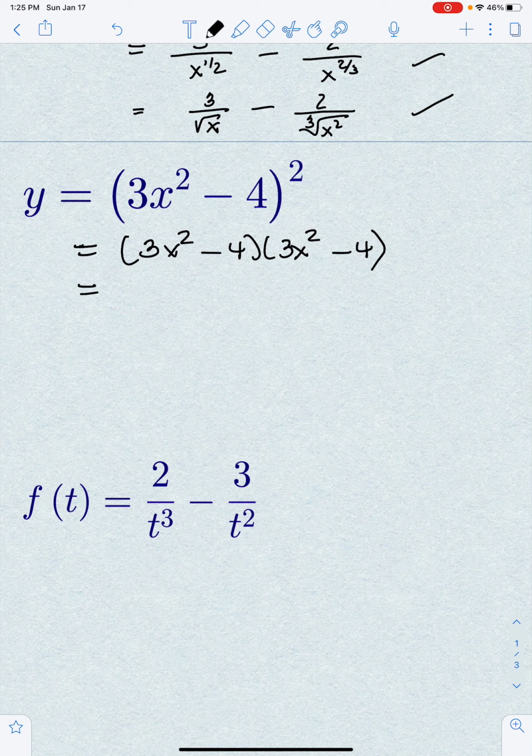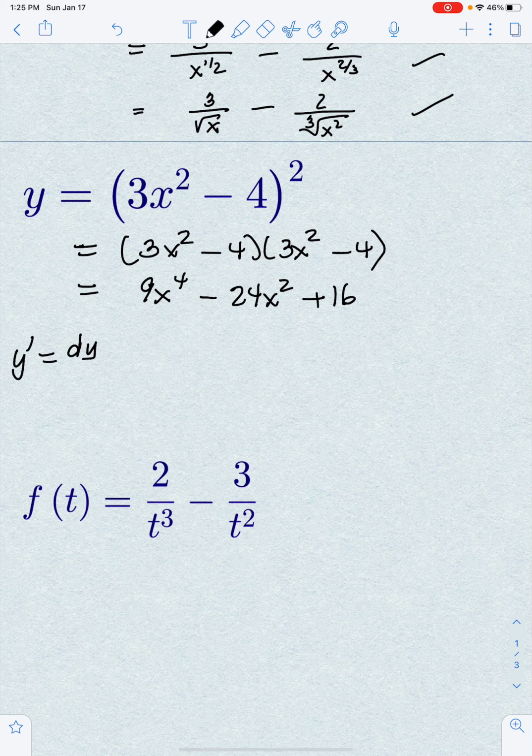So first times first is 9x to the fourth. The outers and the inners both give us negative 12x squared, so that's going to be minus 24x squared plus 16. And now we're ready to take the derivative because now it's in a form that we're familiar with. So you can write y prime or dy dx. It really doesn't matter which one you use. They both mean the same thing.